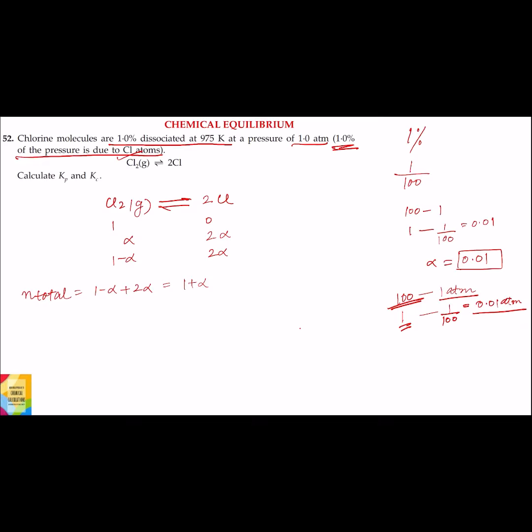Here in the question total pressure is 1 atmosphere and 1% of the pressure is due to chlorine atoms. So partial pressure of chlorine atoms is 0.01 atmosphere. Now total pressure is the sum of pressure of chlorine molecules and the chlorine atoms, and this is equal to 1 atmosphere. Therefore pressure due to chlorine molecules will be equal to 1 minus pressure due to chlorine atoms, that is 0.01, and this is equal to 0.99 atmosphere.